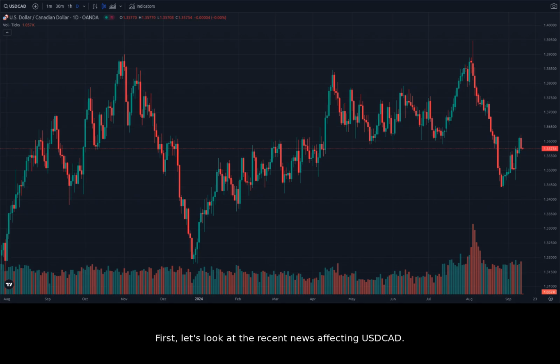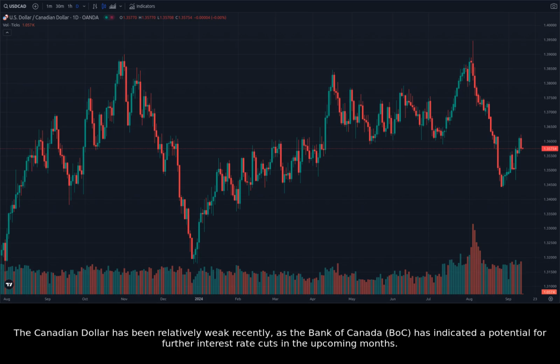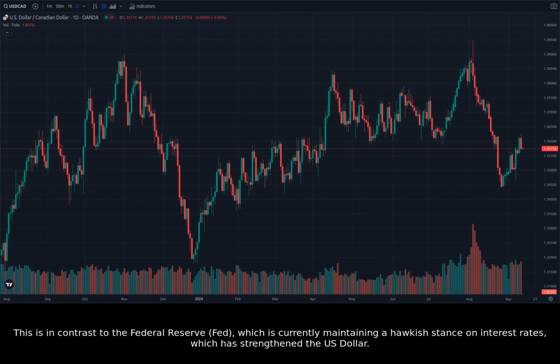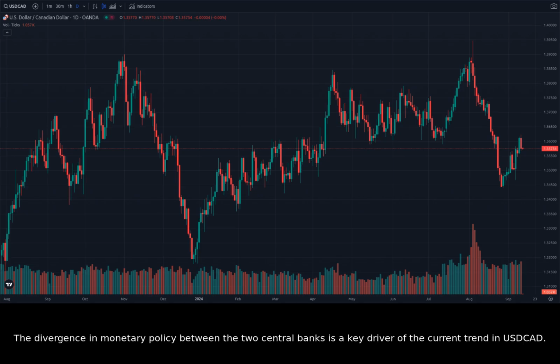First, let's look at the recent news affecting USDCAD. The Canadian dollar has been relatively weak recently, as the Bank of Canada, BOC, has indicated a potential for further interest rate cuts in the upcoming months. This is in contrast to the Federal Reserve, Fed, which is currently maintaining a hawkish stance on interest rates, which has strengthened the US dollar. The divergence in monetary policy between the two central banks is a key driver of the current trend in USDCAD.